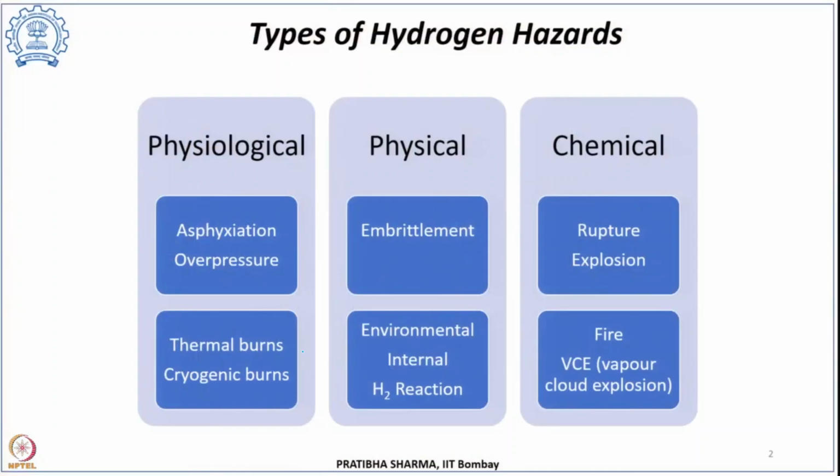Okay, the types of hydrogen hazards. There are three types of hydrogen hazards: physiological hydrogen hazard, physical hydrogen hazard, and the third one is the chemical hydrogen hazard.